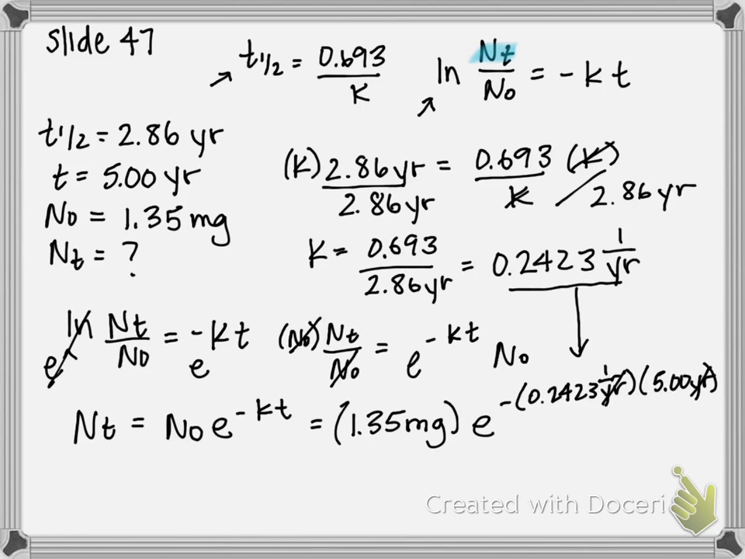1.35 milligrams times e to the negative 0.2423 times 5. And we get that the amount at our specified time is 0.402 milligrams. So our concentration or our amount of radioactive nuclei after 5 years is equal to 0.402 milligrams. And that is your final answer.